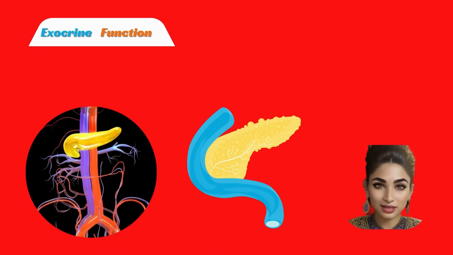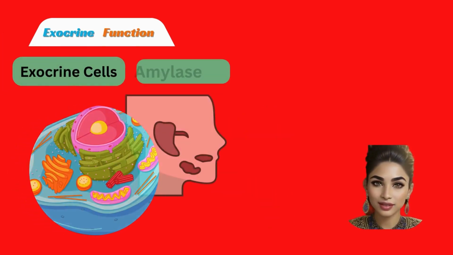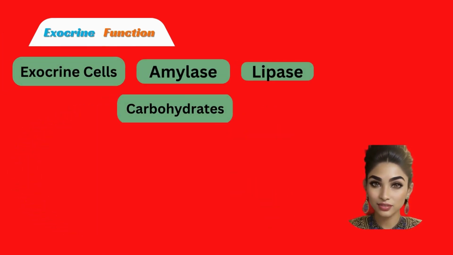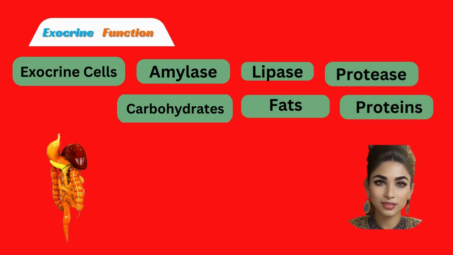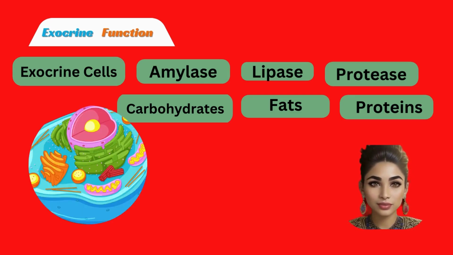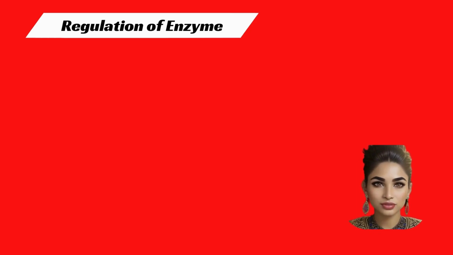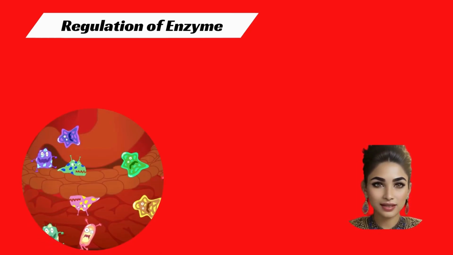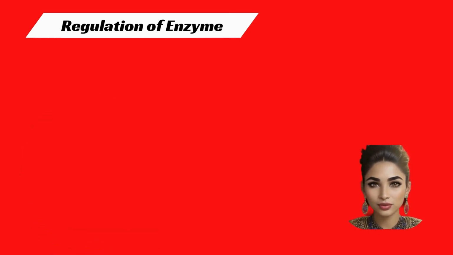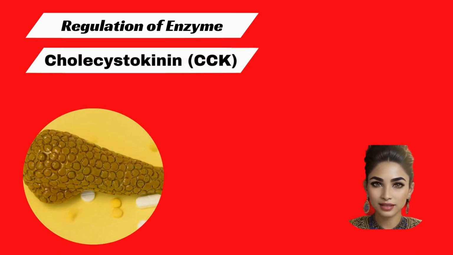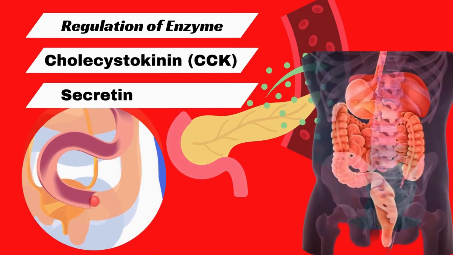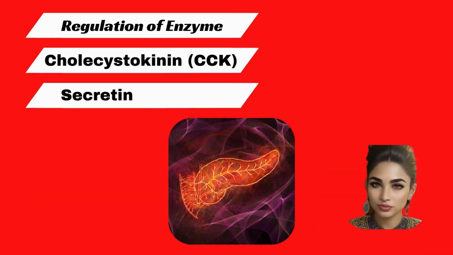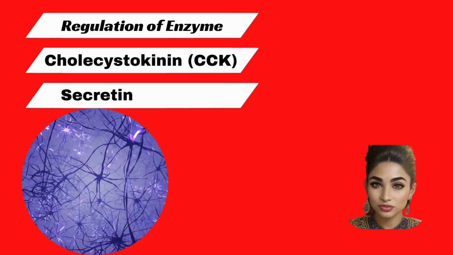Now let's discuss exocrine function. The exocrine gland has exocrine cells, which produce amylase, which breaks down carbohydrates, lipase, which breaks down fats, and proteases, which break down proteins, and release them as digestive enzymes into the duodenum to aid in the digestion of food. And second is regulation of enzyme secretion. The release of pancreatic enzymes is regulated by hormones called cholecystokinin, CCK, and secretin, which are released in response to the presence of food in the duodenum, stimulating the pancreas to release its enzymes, and by neural signals.